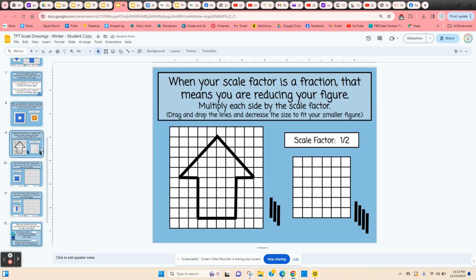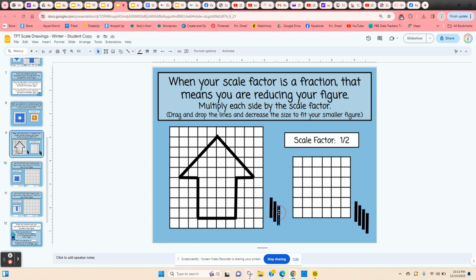Now the next one, we're not going to use the fill color feature. We're going to use these lines. We're going to use the line tool. So we're going to, again, reduce this figure because the scale factor is a fraction less than 1. So we're going to take each of these measurements and divide by 2. Now you might want to do this one with the students because this one's a little bit tricky.